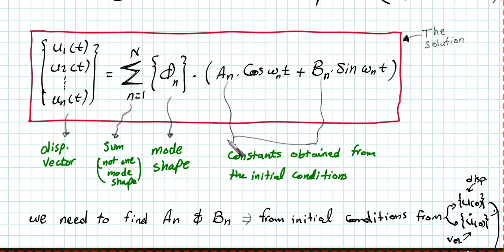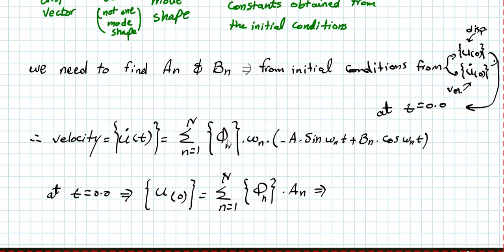Let's clear and move on. Okay, now we need to find an and bn. As we said, they are our main unknowns now. If we could obtain them, then the solution of the equation of motion is going to be in our hands.